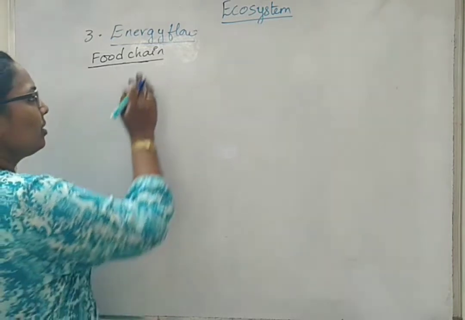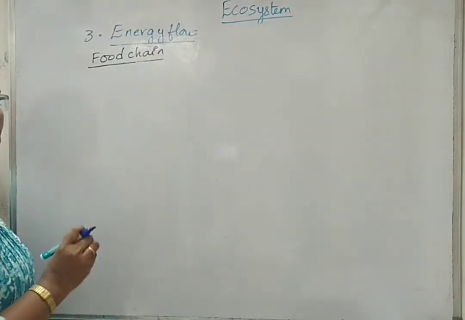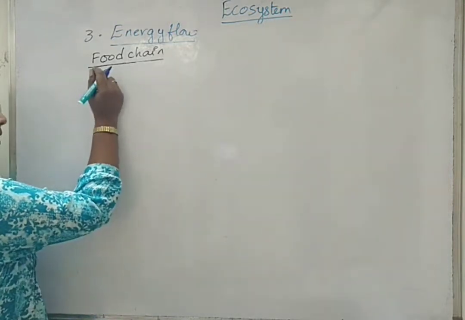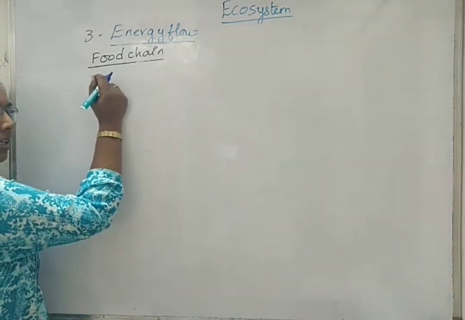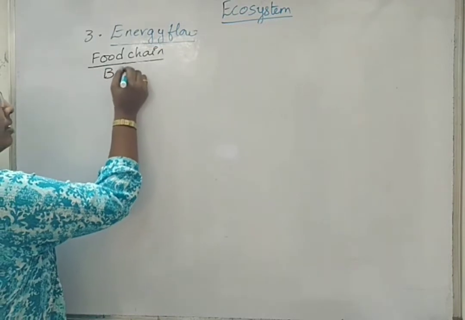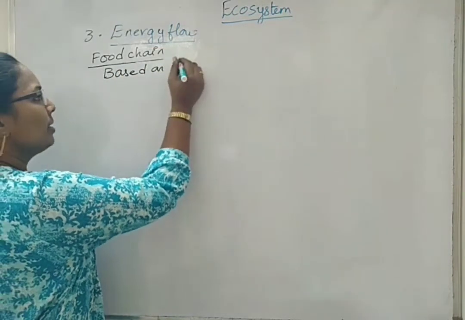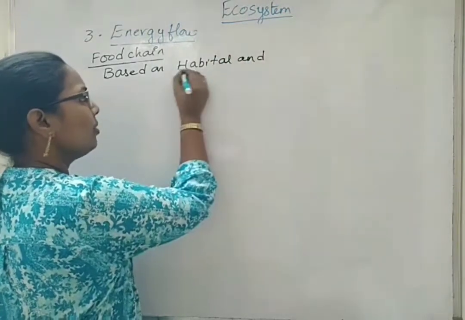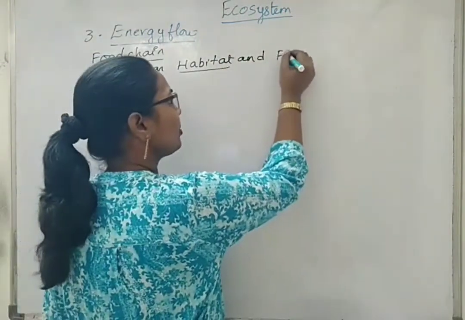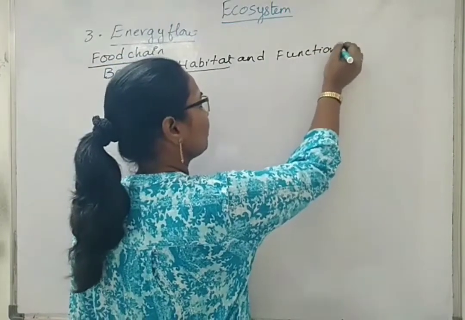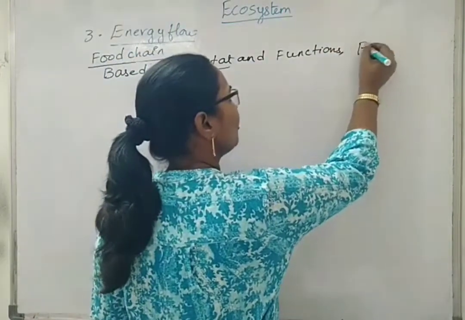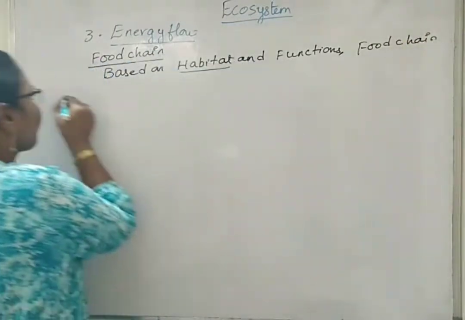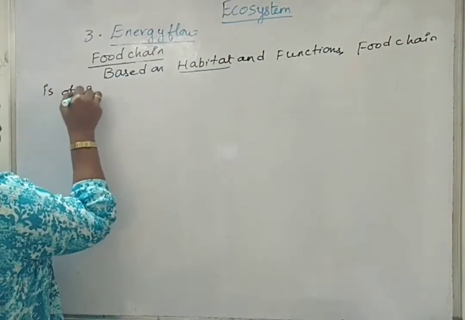Based on both the habitat and also the functions done by organisms in the food chain. Again, these are divided into grazing food chain and terrestrial food chains, based on habitat and function. Previously, we have seen only under habitat, but now we are also including the functions. Food chain is of two types.